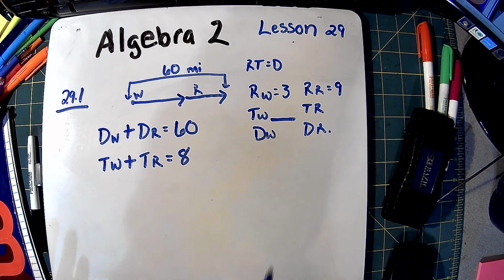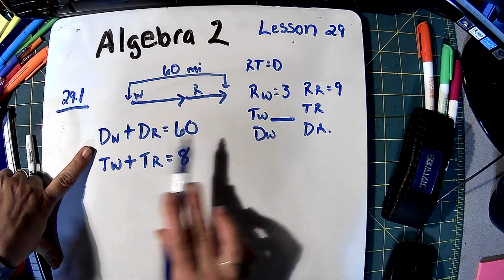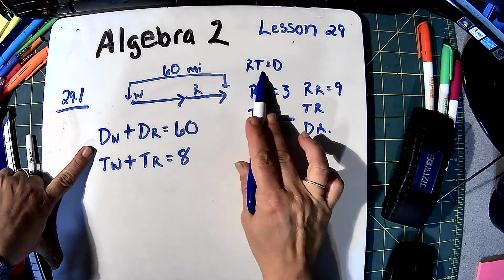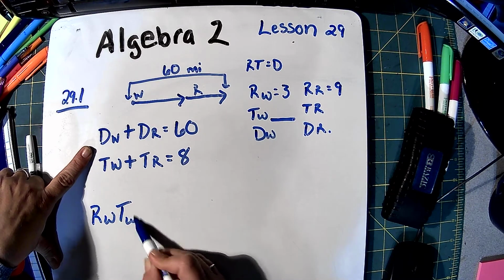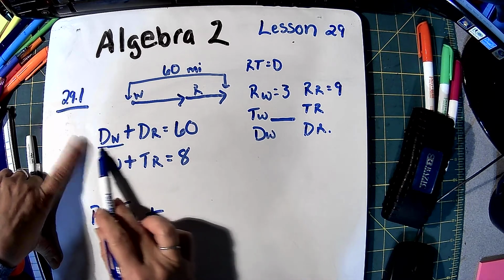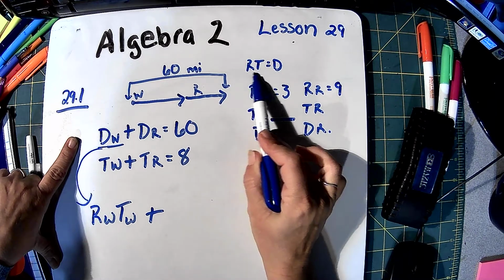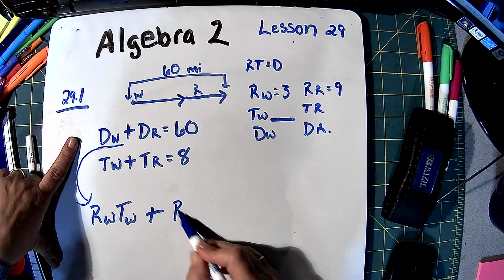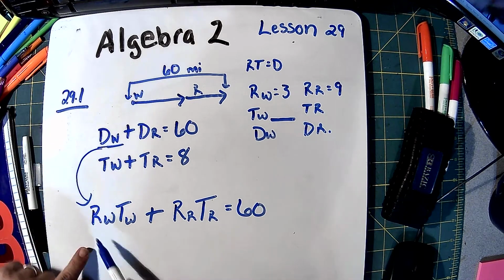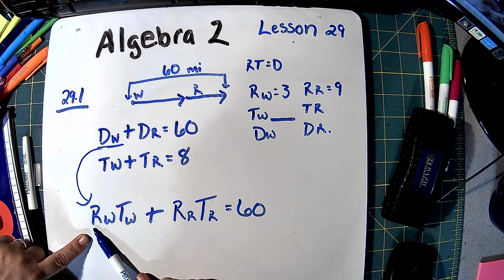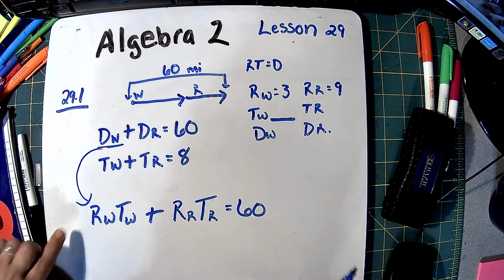Alright, so from this, we're going to have to figure out a formula. Now, our key formula is going to be the distance that he walked plus the distance that he rode equals 60. Well, if distance equals rate times time, we can say the rate that he walked times the time that he walked, plus, and I just substituted that, the distance that he rode, which would be the rate times time of riding, so the rate that he rode times the time that he rode equals 60. Okay, so that's our key equation right there: rate 1 times time 1 plus rate 2 times time 2 equals our total distance.